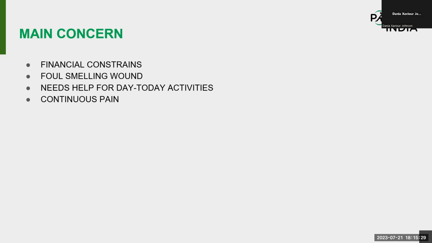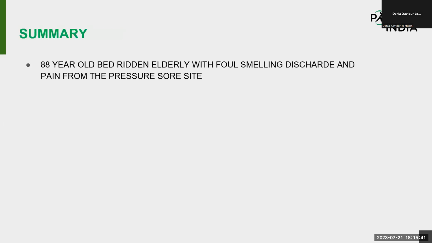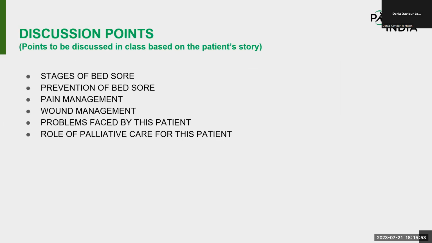The main concerns were financial constraints and the foul-smelling wound of the patient. Patient needed help for every day-to-day activities, and there was continuous pain in and around the wound site. Summary: the 88-year-old bedridden elderly with foul-smelling discharge and pain from the pressure sore site. Points to be discussed: stages of bed sore, prevention of bed sore, pain management, wound management, problems faced by this patient, and role of palliative care for this patient. Thank you.